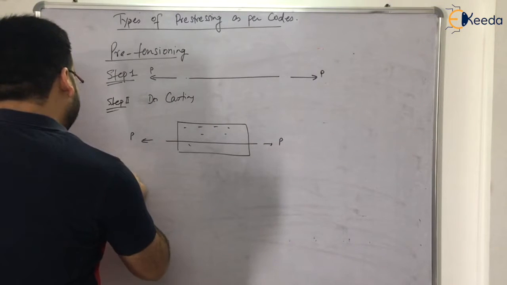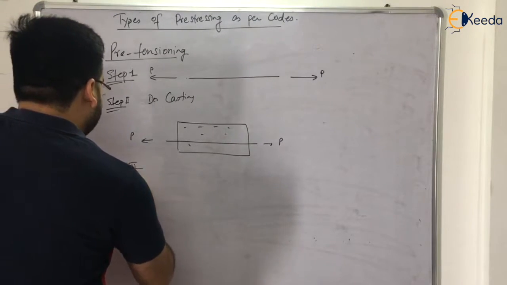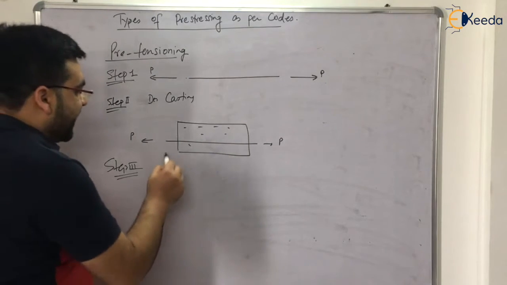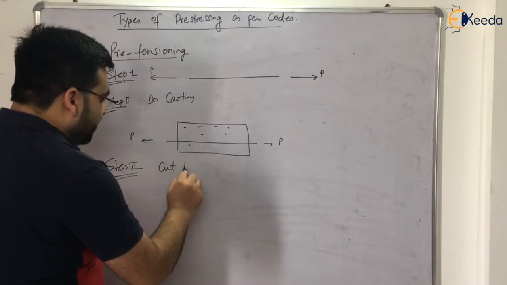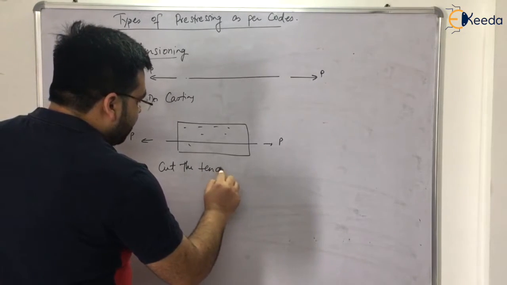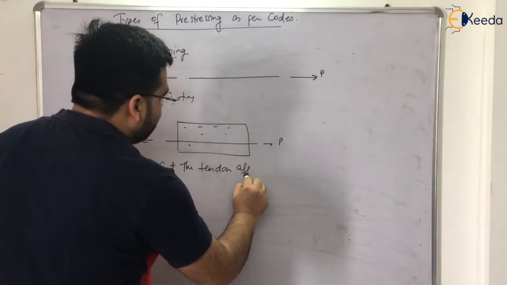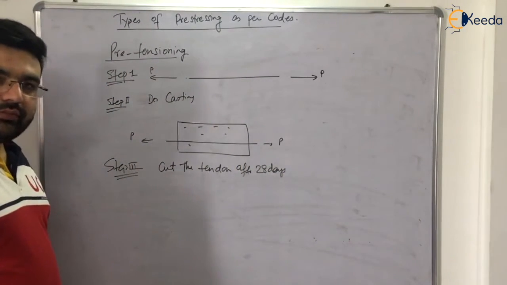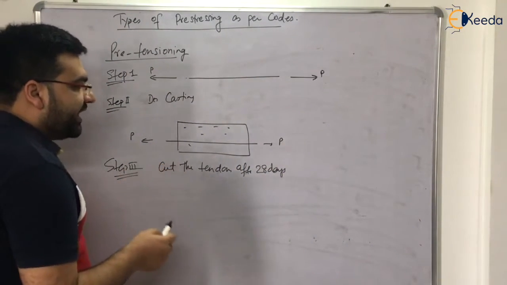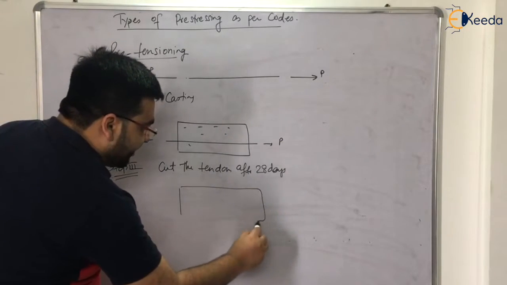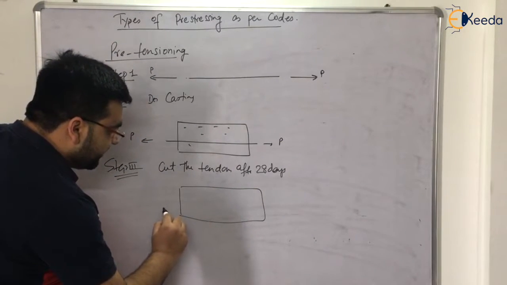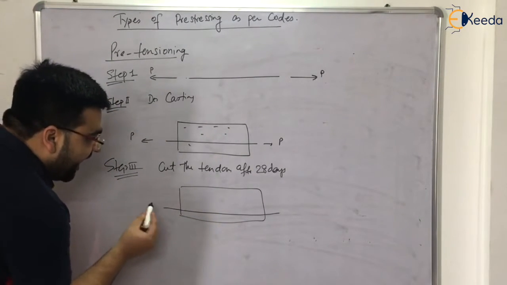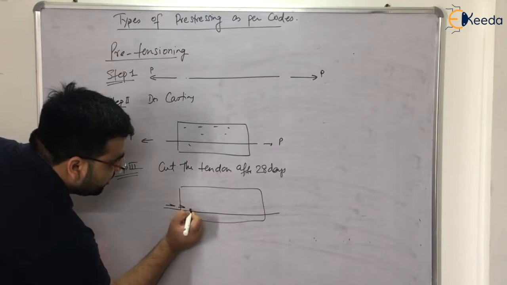Now step 3. After it gets hardened, after 28 days, now what we do is that we cut the tendons. So if the tendons have been cut after 28 days, what will happen? Let us say this was a section and these were the tendons. Now if they are cut, right, they will try to come back to their original position.